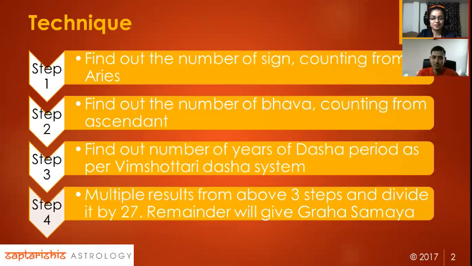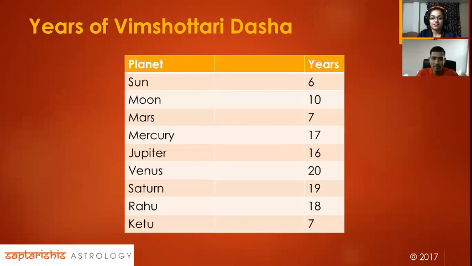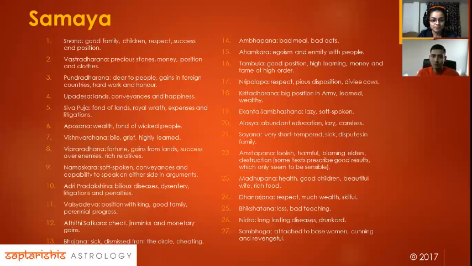Yes, please. So here we know the dasha periods of different planets. This is a quick reference for anybody who wants to understand this technique. Now, in the next slide, this is the Samaya. Whatever remainder comes corresponds to a Samaya, right?